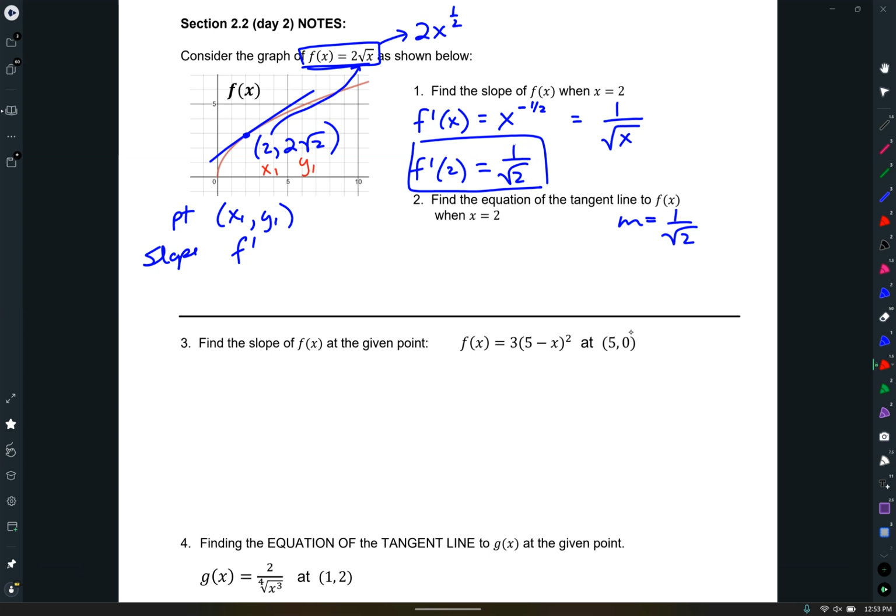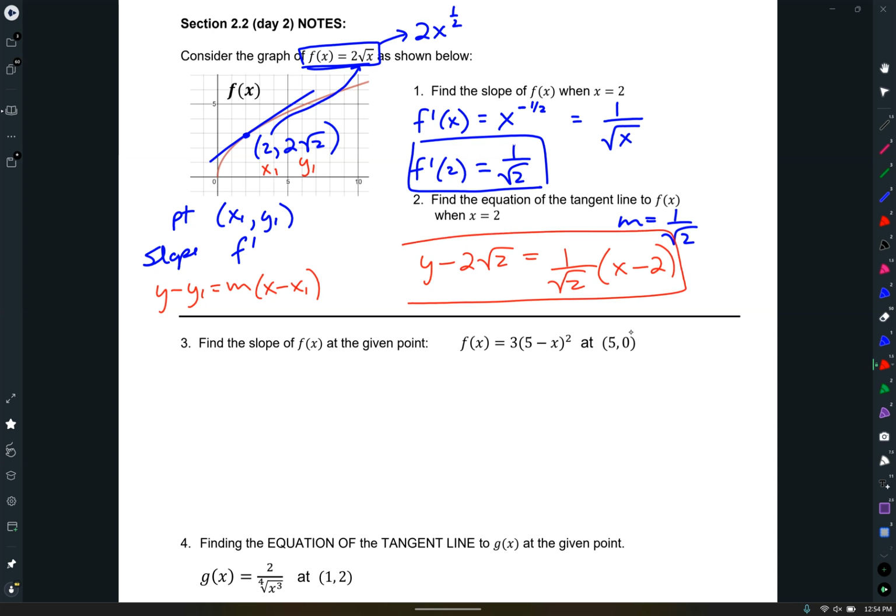So now I'm going back to algebra 1. Remember the point slope? y minus y1 equals m times x minus x1. And now you know why I kept bringing that up on practice that we did in Unit 1. I think it came up on the test on Unit 1. So let's fill in. y minus, our y-coordinate is 2 square root of 2, equals m, which is 1 over square root of 2, and then x minus the x-coordinate was 2. So that's the equation of the tangent line.